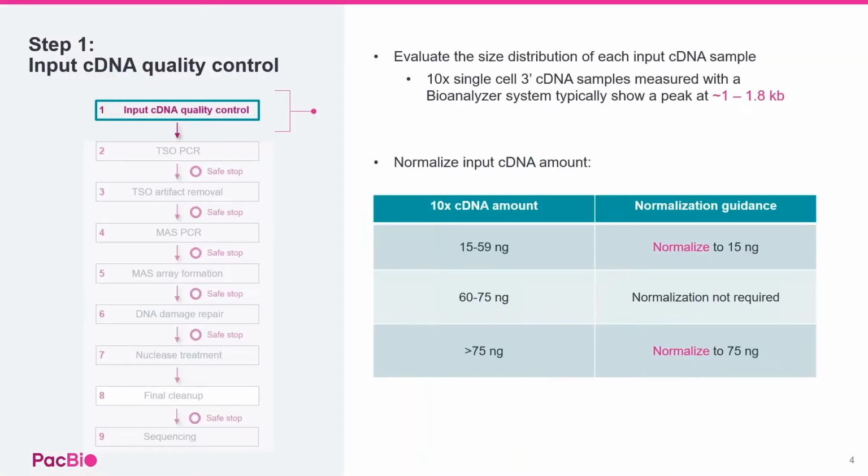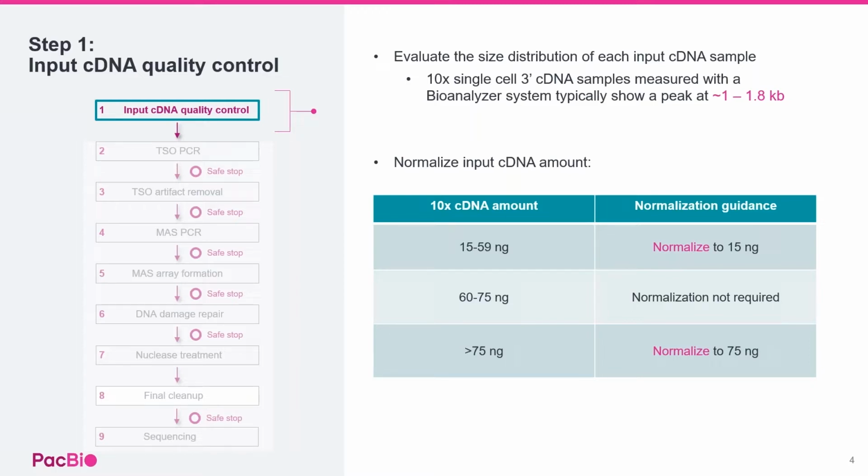Step 1 of the workflow is input cDNA quality control. So the single-cell 3' cDNA generated from the 10x workflow needs to be QC'd first by evaluating the size distribution using Bioanalyzer. And typically, the 10x single-cell 3' cDNA samples measured with the Bioanalyzer show a peak around 1 to 1.8 kb. Additionally, the concentration of the cDNA sample will be determined using Qubit.